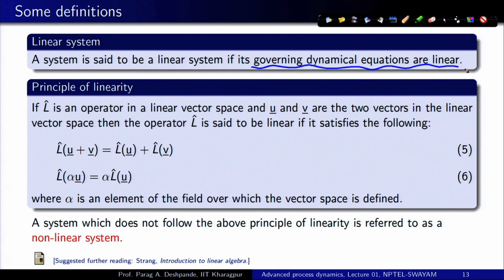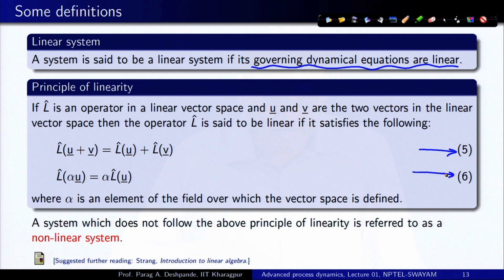Our equations would be ordinary differential equations, and for every ODE, you will need to determine the corresponding operator, and if the corresponding operator is linear, then your system is linear. Again, what is the meaning of the corresponding operator being linear? Well, it needs to satisfy two conditions given by equations 5 and 6. Let us see the meaning of these two conditions.